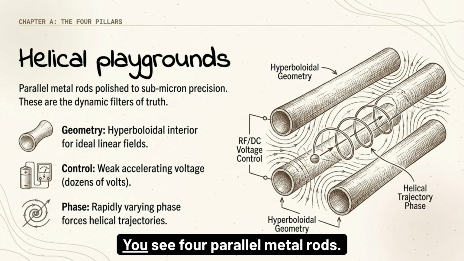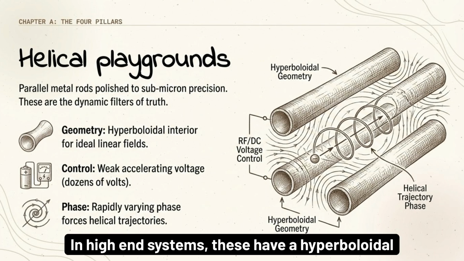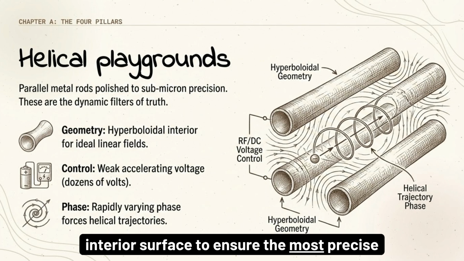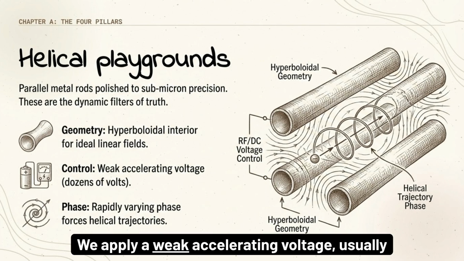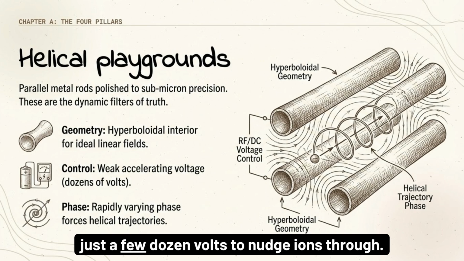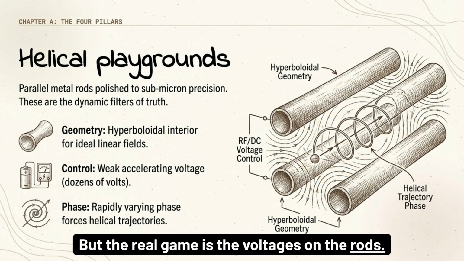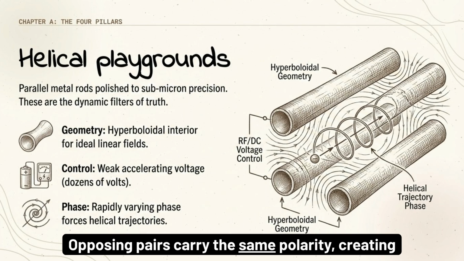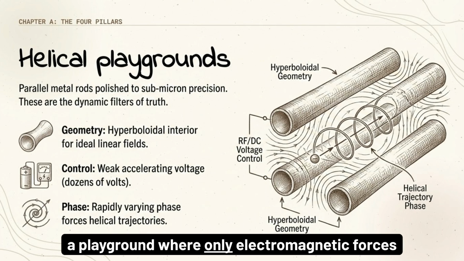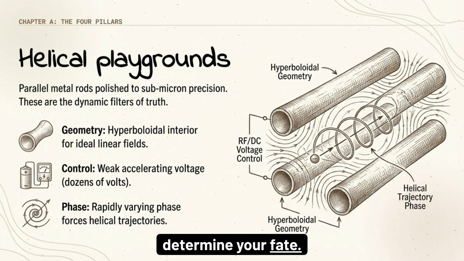Look at the screen. You see four parallel metal rods. In high-end systems, these have a hyperboloidal interior surface to ensure the most precise field. We apply a weak accelerating voltage, usually just a few dozen volts, to nudge ions through. But the real game is the voltages on the rods. Opposing pairs carry the same polarity, creating a playground where only electromagnetic forces determine your fate.